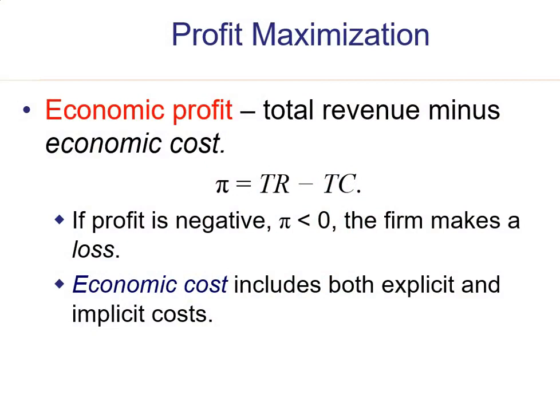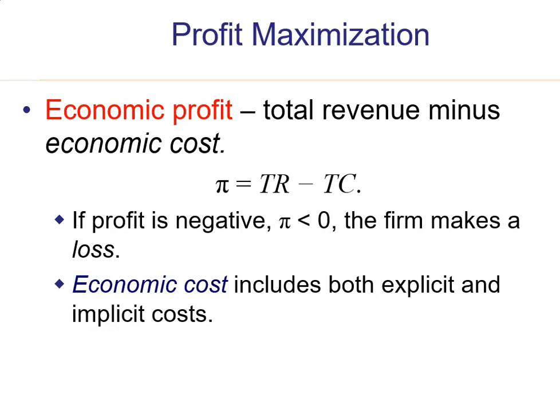Economic profit, what is it? It's simply the difference between total revenue, which is found by multiplying price times quantity, minus your economic cost. And here, total cost represents the economic cost. So if this number is negative, if profit is negative, that means a firm is making a loss, or its total cost exceeds its total revenue.